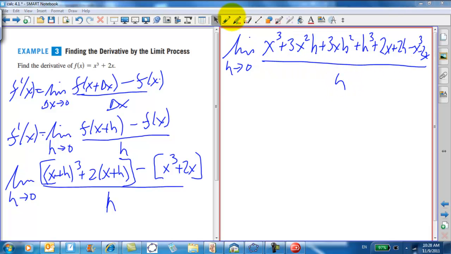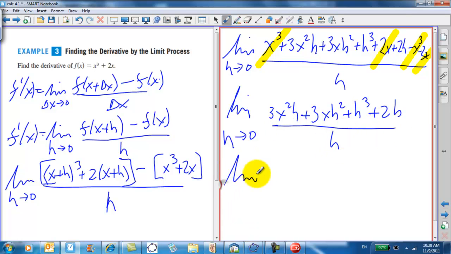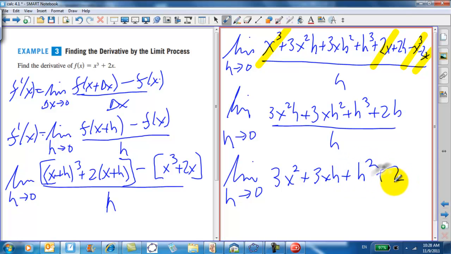Here's the fun part now. Things should cancel out nicely for you. We have an x cubed canceling with a negative x cubed. We have a 2x canceling out with a negative 2x. And so you get the limit as h goes to 0 of 3x squared h plus 3x h squared plus h cubed plus 2h all over h. Notice how everything has an h in it? That's a good thing. Because now you can divide the h into all three of these parts to get 3x squared plus 3xh plus h squared plus 2.